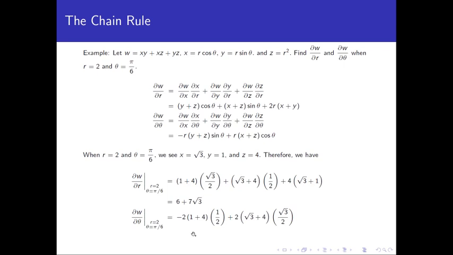Do the exact same thing for the partial with respect to theta. Plug in your numbers and you'll get negative 2 plus 4 root 3. Again, this at the end here is just plugging in your numbers, right? And again, the intermediate step is to plug in for r and theta and get your x's, y's, and z's so you can plug those into your formulas in your chain rule.